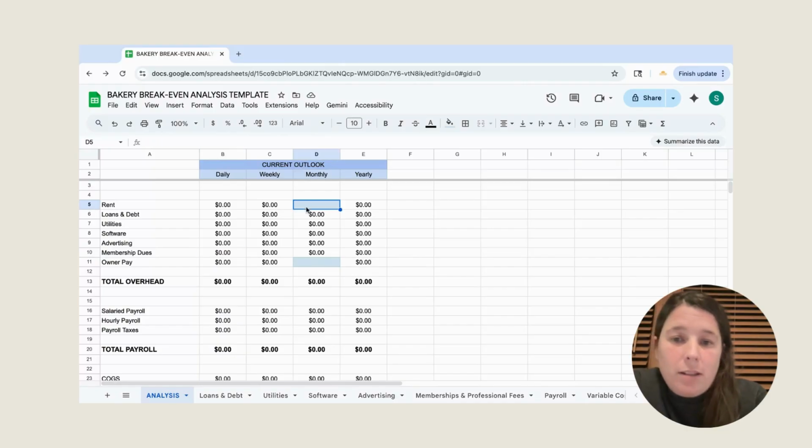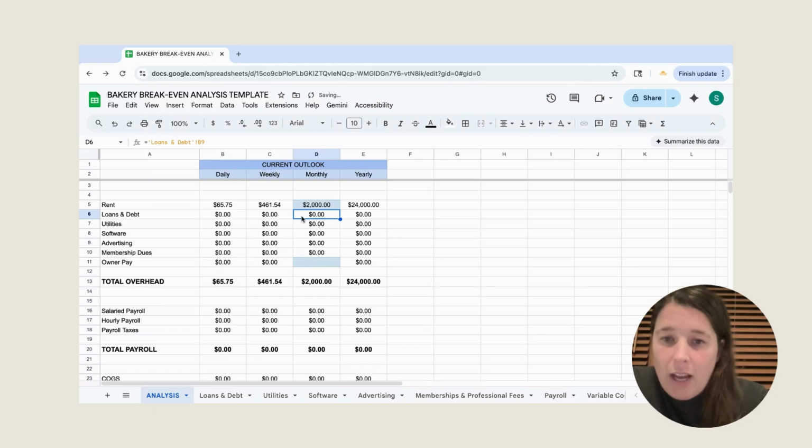So rent, you should know what your monthly rent number is. For this example, we're just going to say it's $2,000. And then that shows you that that's $24,000 a year, $461.54 weekly, and $65 daily, just to cover your rent, if your rent is $2,000 a month.